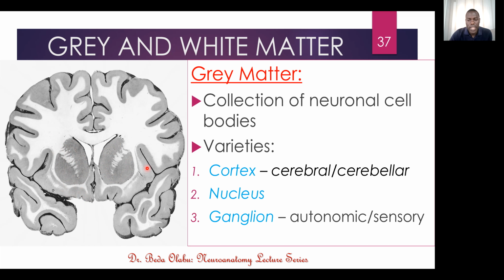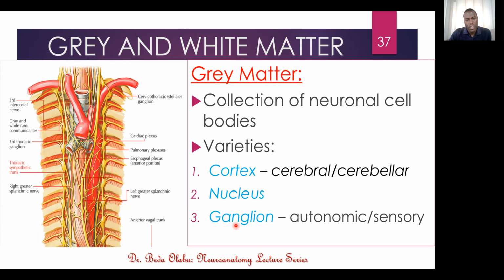Then you have what you call a ganglion. A ganglion is gray matter outside the central nervous system. Or keep it simple, it's a collection of cell bodies of neurons within the peripheral nervous system. There are two types of ganglia. The plural of ganglion is ganglia.